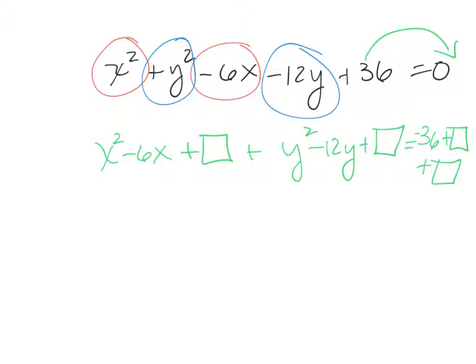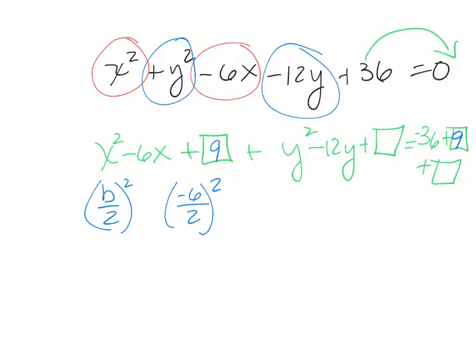If you remember, to find the plus box, you take b divided by 2 and you square it. You don't have to worry about the negative sign because it's going to turn positive, but you can do negative. Negative 6 divided by 2 squared, which is negative 3 squared, which is a positive 9. So your first plus box is a positive 9.